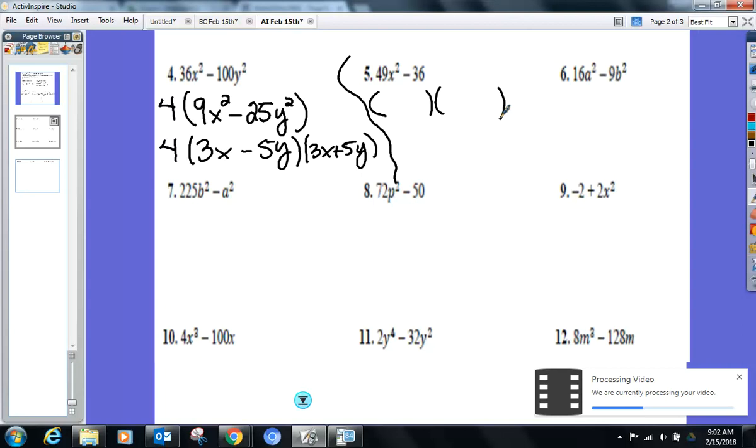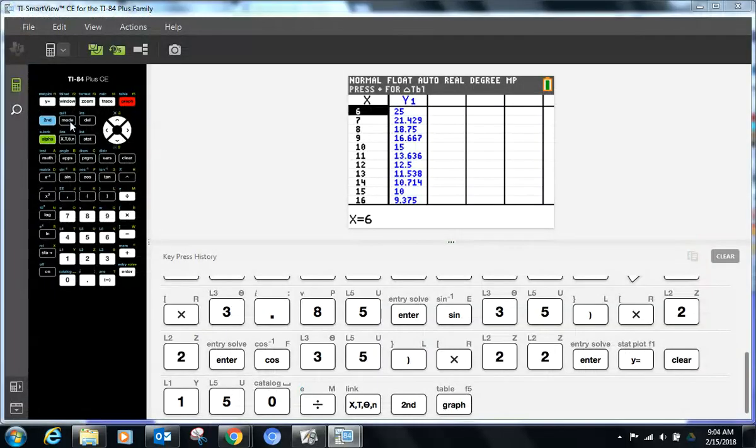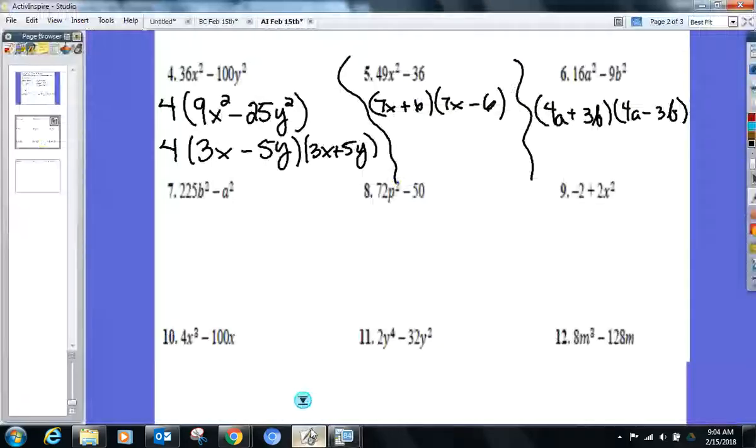If you're wondering if a number is a perfect square, you can take the square root of it. My calculator is not working, but you can take the square root of 225. Do you get a whole number? What are you getting? 15. So 225 is the perfect square for 15. So I can go 15 and 15.